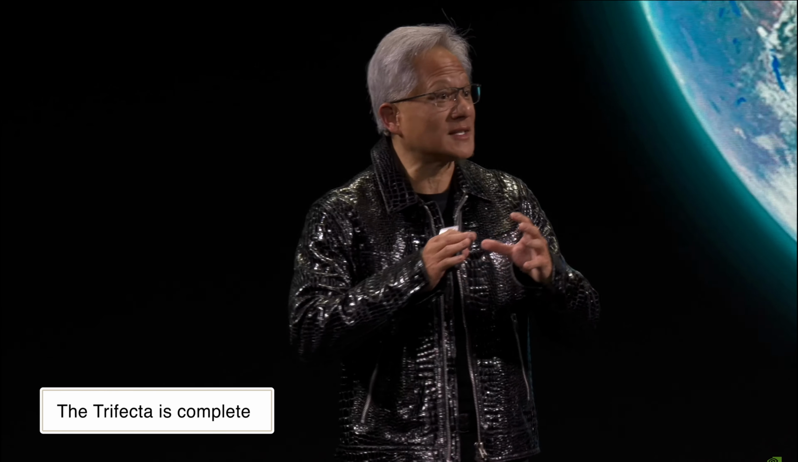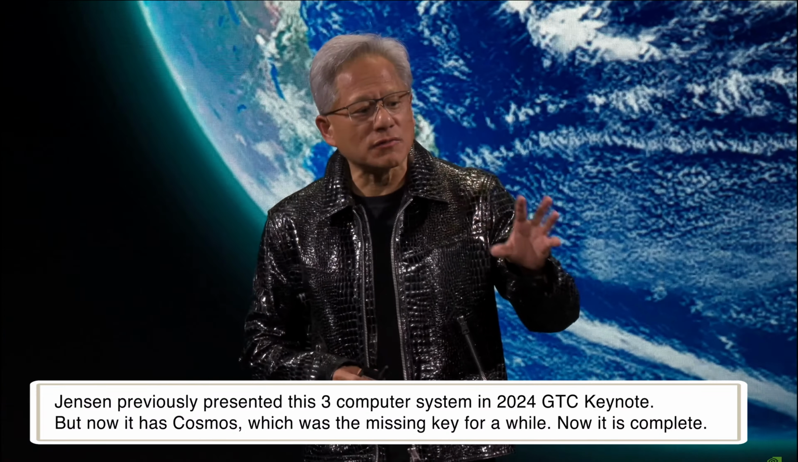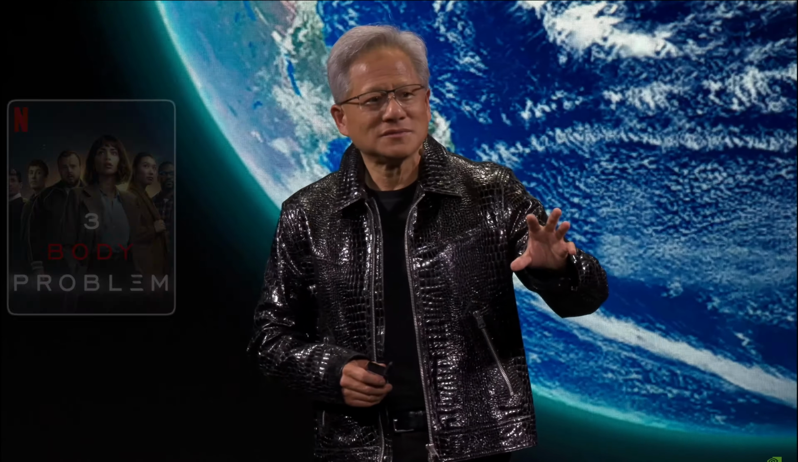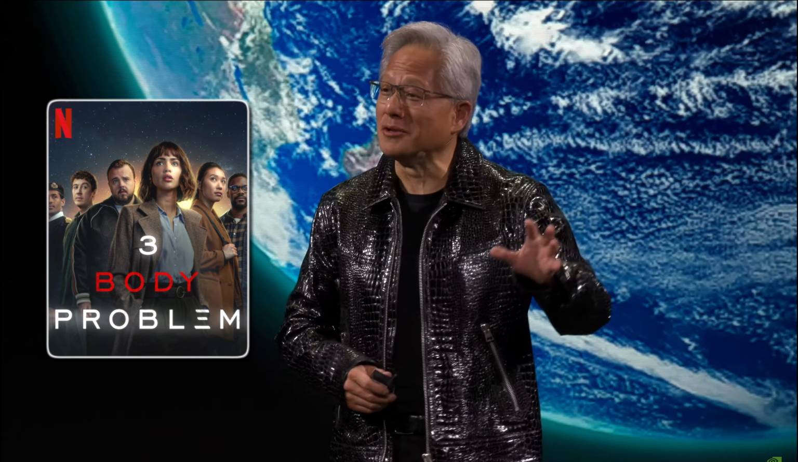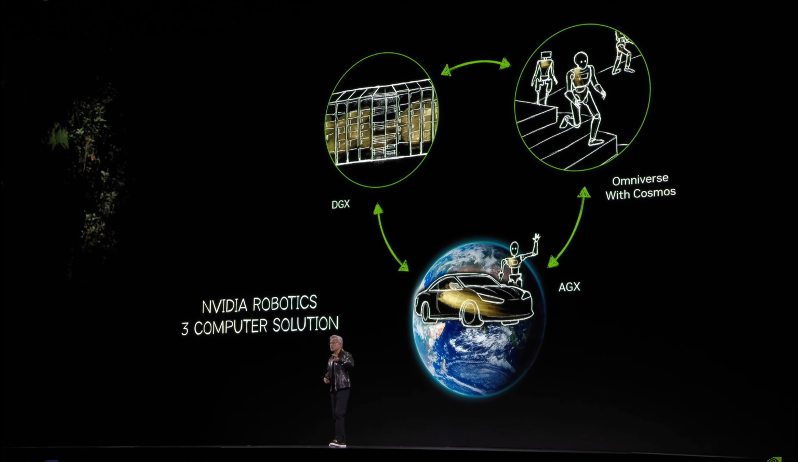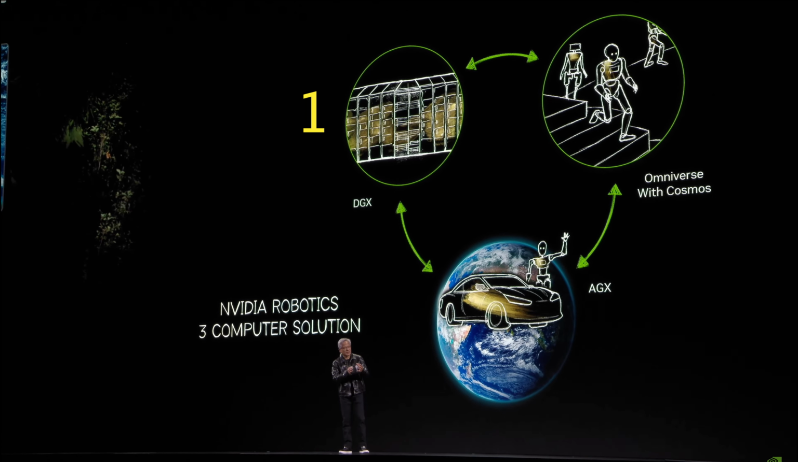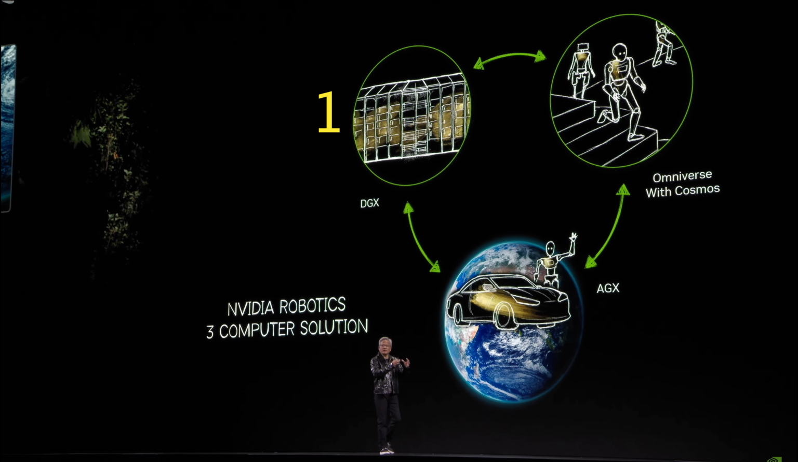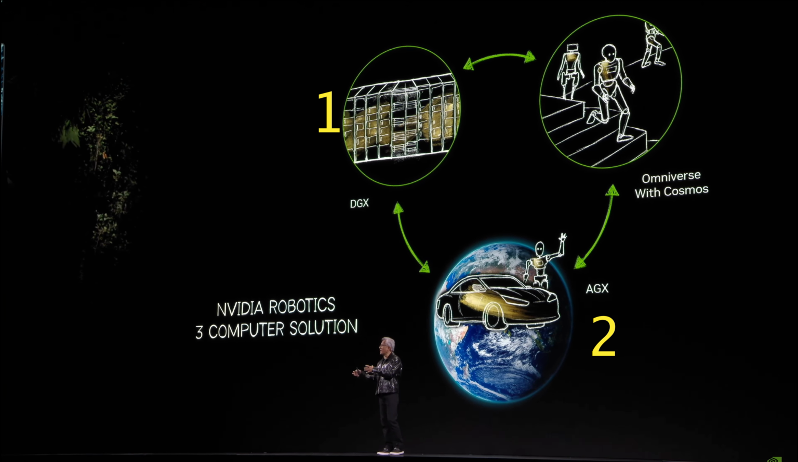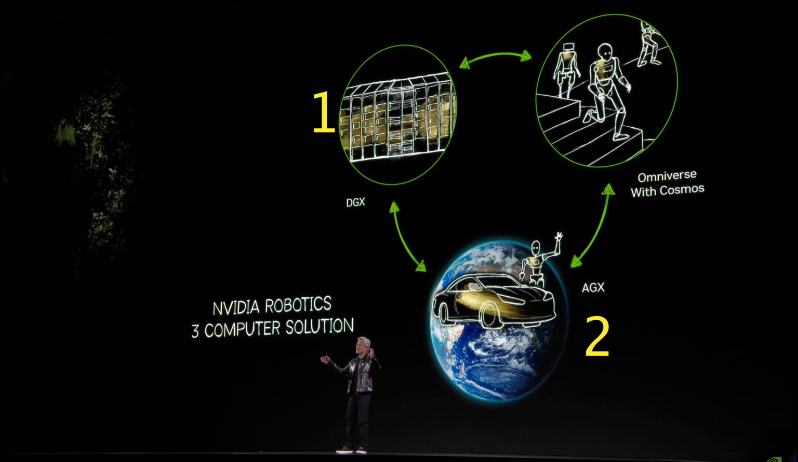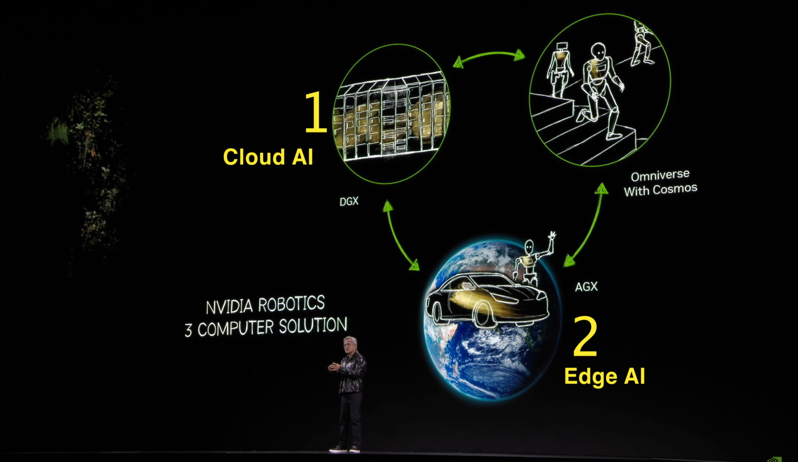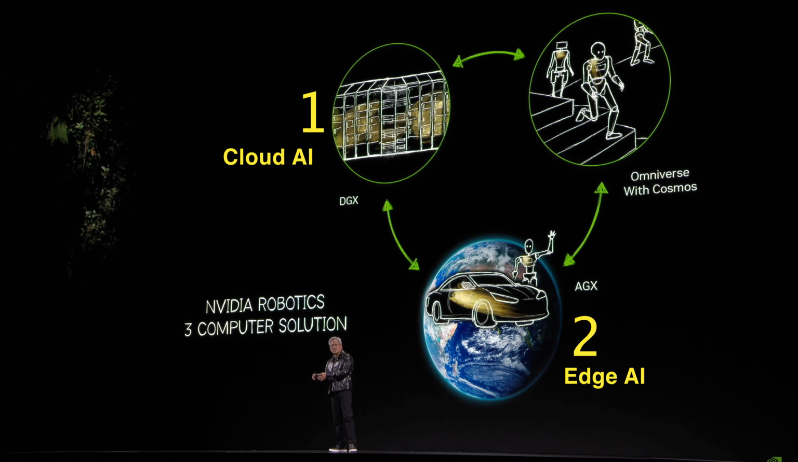Omniverse plus Cosmos represents the third computer that's necessary for building robotic systems. And we've been talking about this for some time, this three-computer system. Instead of a three-body problem, we have a three-computer solution. One computer, of course, to train the AI. We call it the DGX computer. Another, to deploy the AI. We call that AGX. That's inside the car, in the robot, or in an AMR, or in a stadium, or whatever it is. These computers are at the edge, and they're autonomous.